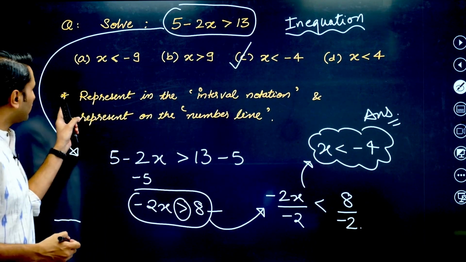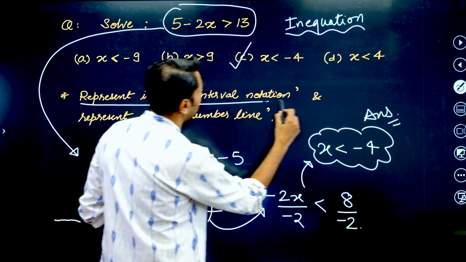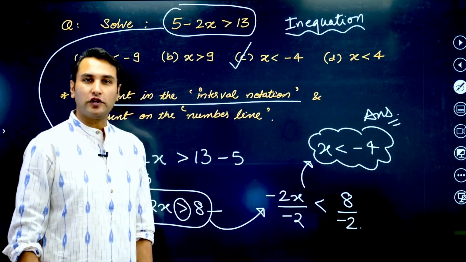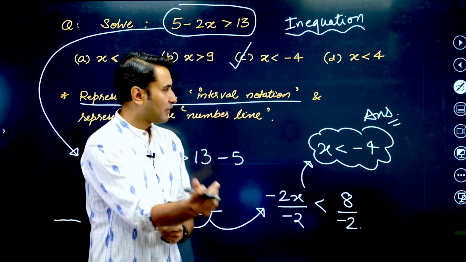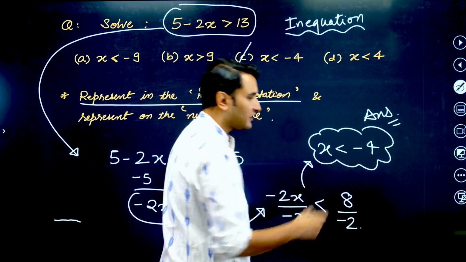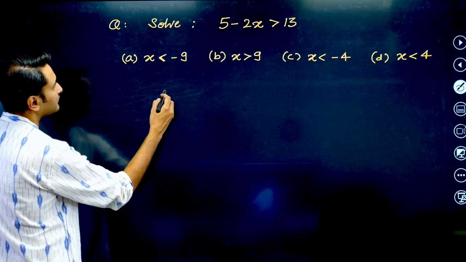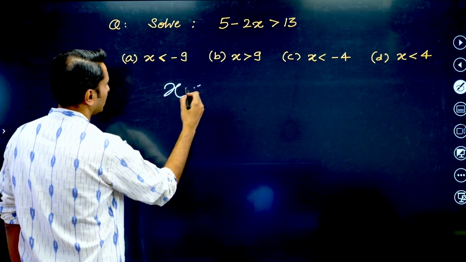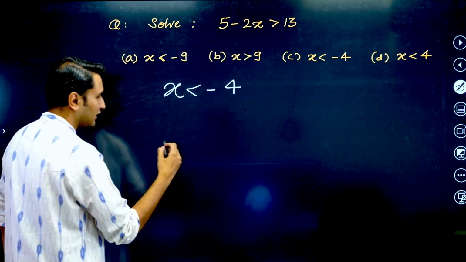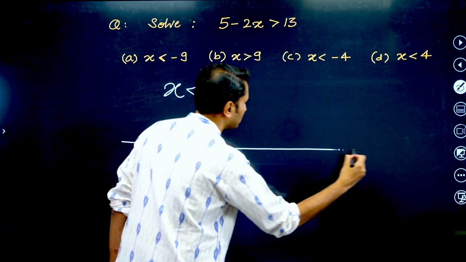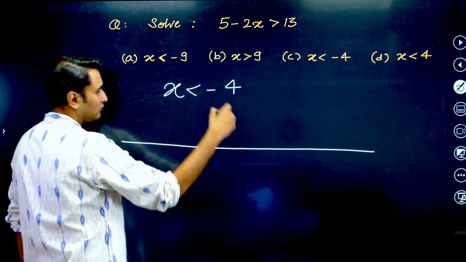Now the question wanted you to represent it in the interval notation. How will you represent this in the interval notation? See carefully. X less than minus 4. Let's do this. On the number line, make a number line. Put the number minus 4 here.